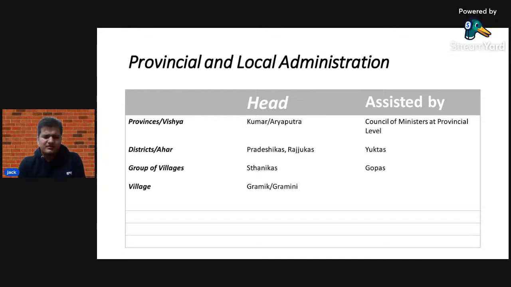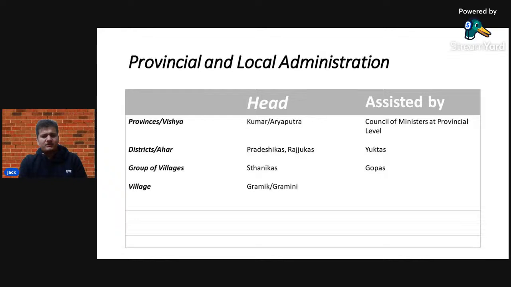So we have the administration for the villages, also called the gram in Sanskrit. A group of villages had a head, who was called the Sthanika, and these Sthanikas as officers were assisted by the Gopas. Gopas were the officers who did their activity in land assessment, and Sthanikas usually took care of law and order problems.